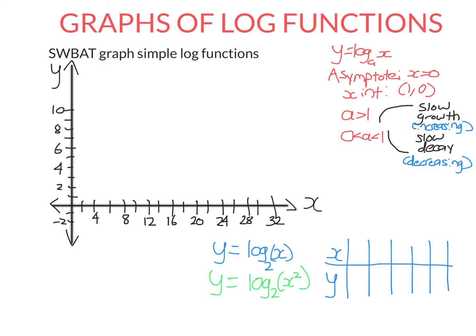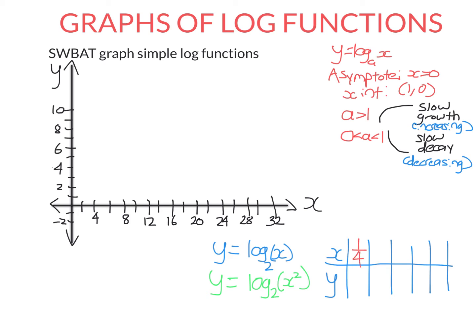The way I'm going to graph this is to use a table of values. You can also make use of your graphics calculator. I'm going to input x values, but of course I'm only going to choose positive x values because x can't equal 0. It can't be less than 0. So let's choose a number close to 0.